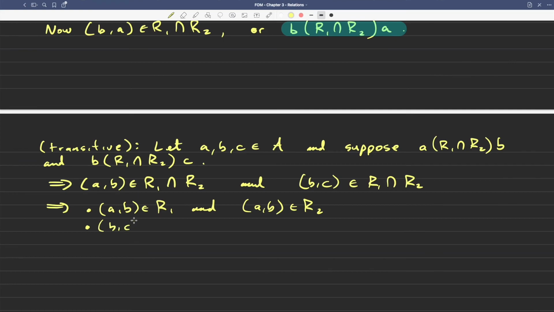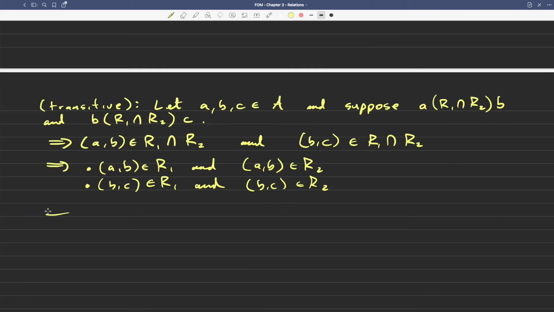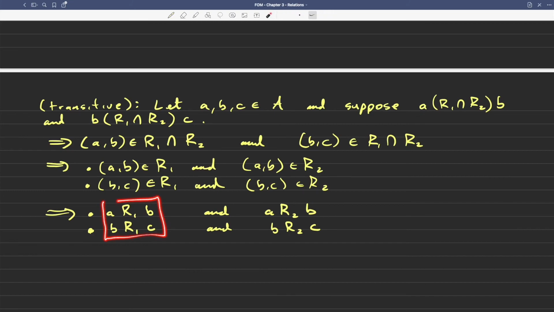and B comma C is in R1, and B comma C is in R2. Well, this is the same as saying A is related by R1 to B, and A is related to B by R2, and B is related by R1 to C, and B is related to C by R2. And I just want you to focus on these two things in pairs like this. Here, this focuses on R1, right? Which I know is transitive.